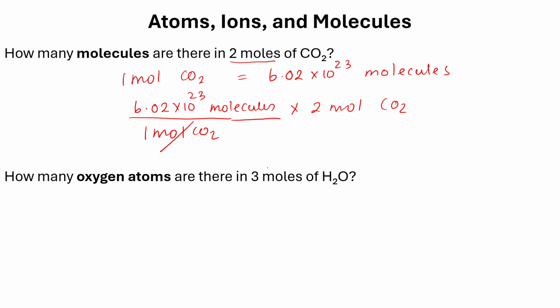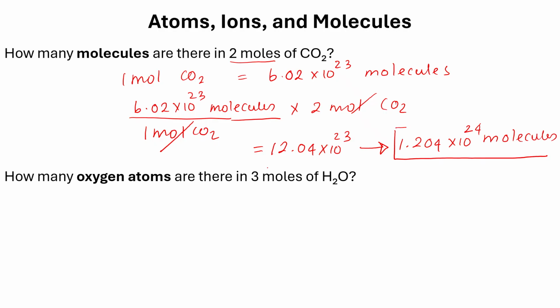So moles and moles will cancel out, and you will get 12.04 × 10^23, which with the correct number of significant figures in scientific notation is 1.204 × 10^24 molecules. This is your answer. So we use Avogadro's number to convert the number of moles into molecules here.